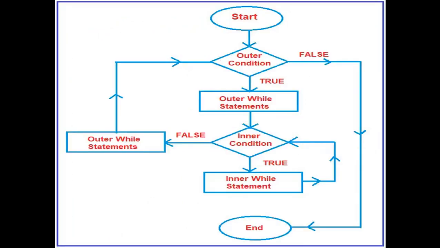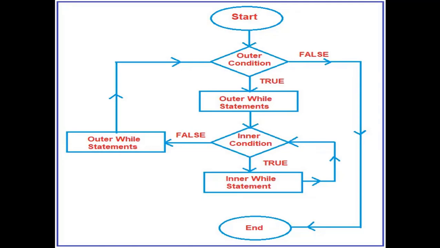Next is a flowchart of nested while loop. The flow will start, and first it will check the outer while loop condition, and if the outer while loop condition failed, then it will come to end. Suppose the outer loop condition is true, then it will first execute the outer loop statements, and after execution of outer while loop statements, it will check the inner while loop condition. For the inner while loop condition, it will also check for true and false.